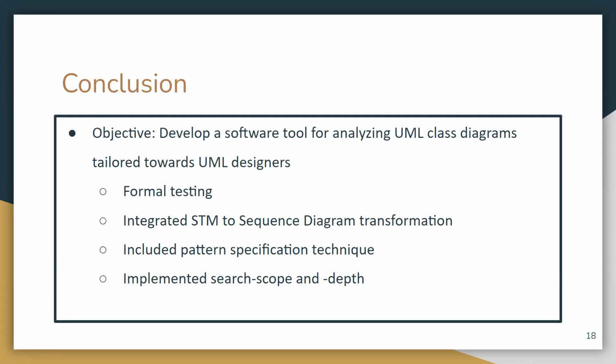Next, I'll talk about the conclusion. To reiterate our objective, we want to develop a software tool for analyzing UML class diagrams and tailor it towards UML designers. And to further go towards that, we did some formal testing of transformations. We integrated the STM to sequence diagram transformation for that fourth step of the analysis overview to give to software designers. We included the pattern specification technique to make specifying temporal properties easier. And we implemented the search scope and depth constructs to make configuring analyses easier.